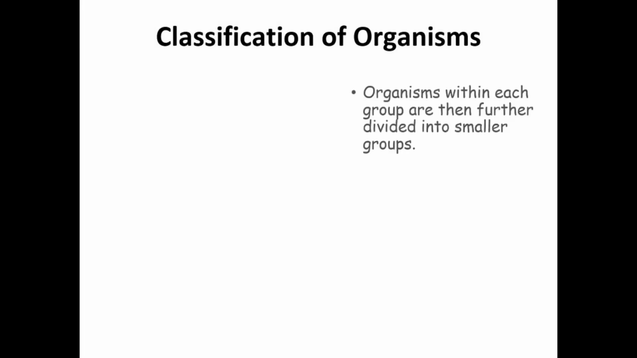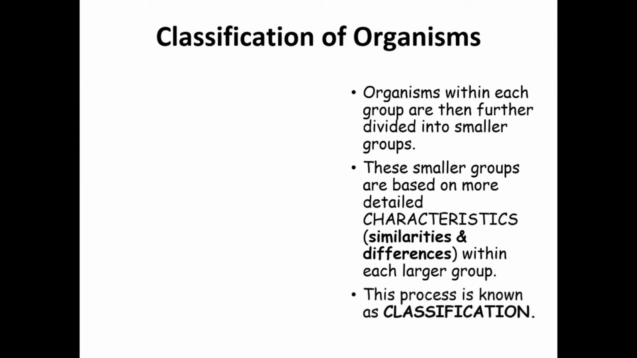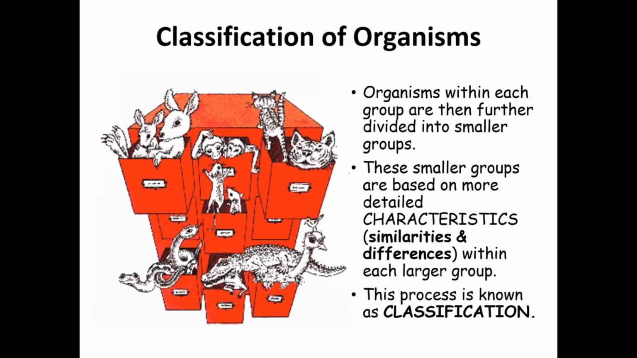Organisms within each group are then further divided into smaller groups. These smaller groups are based on more detailed characteristics such as their similarities and their differences within each larger group. This process is known as classification. You can see on your screen that this picture illustrates how biologists try to classify each organisms into their own group.